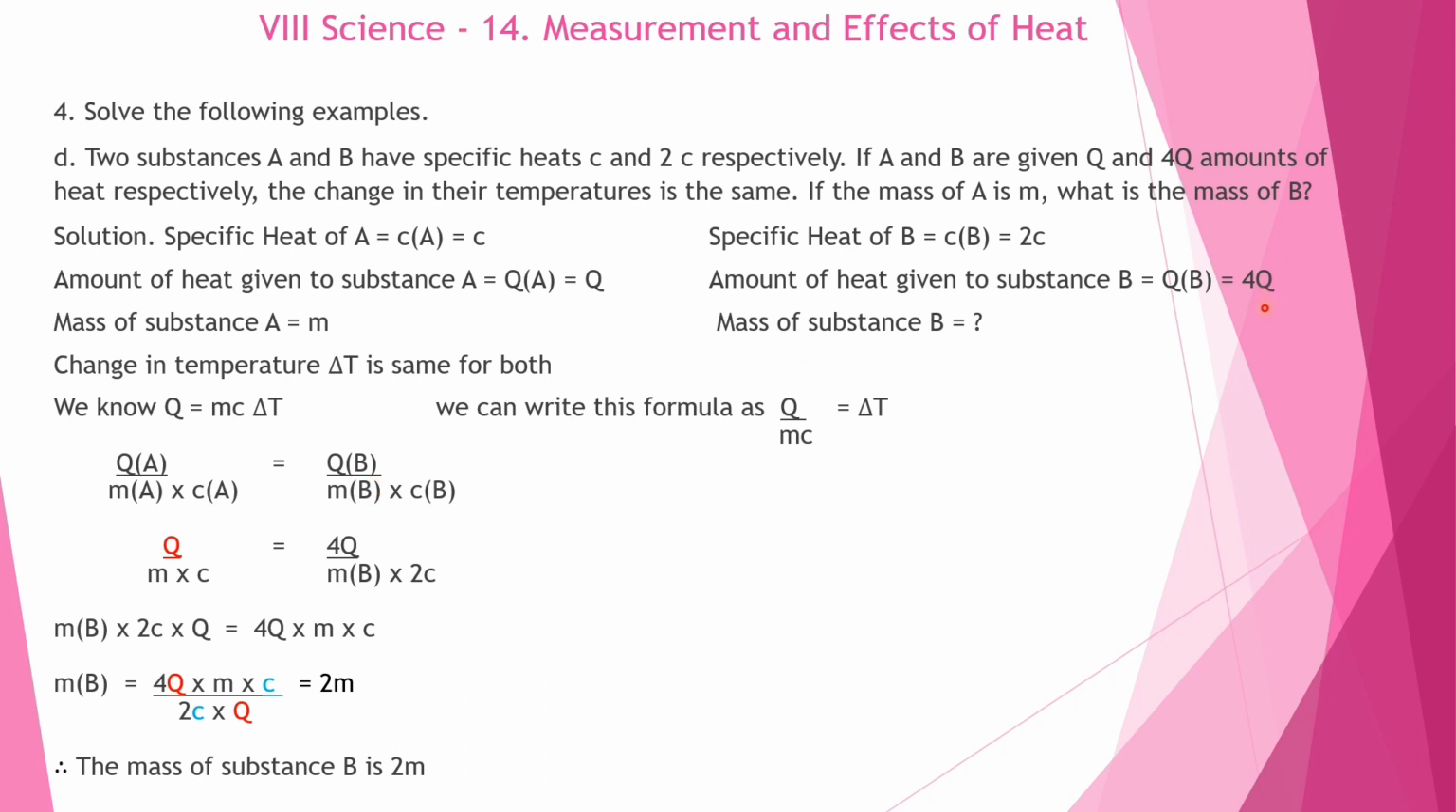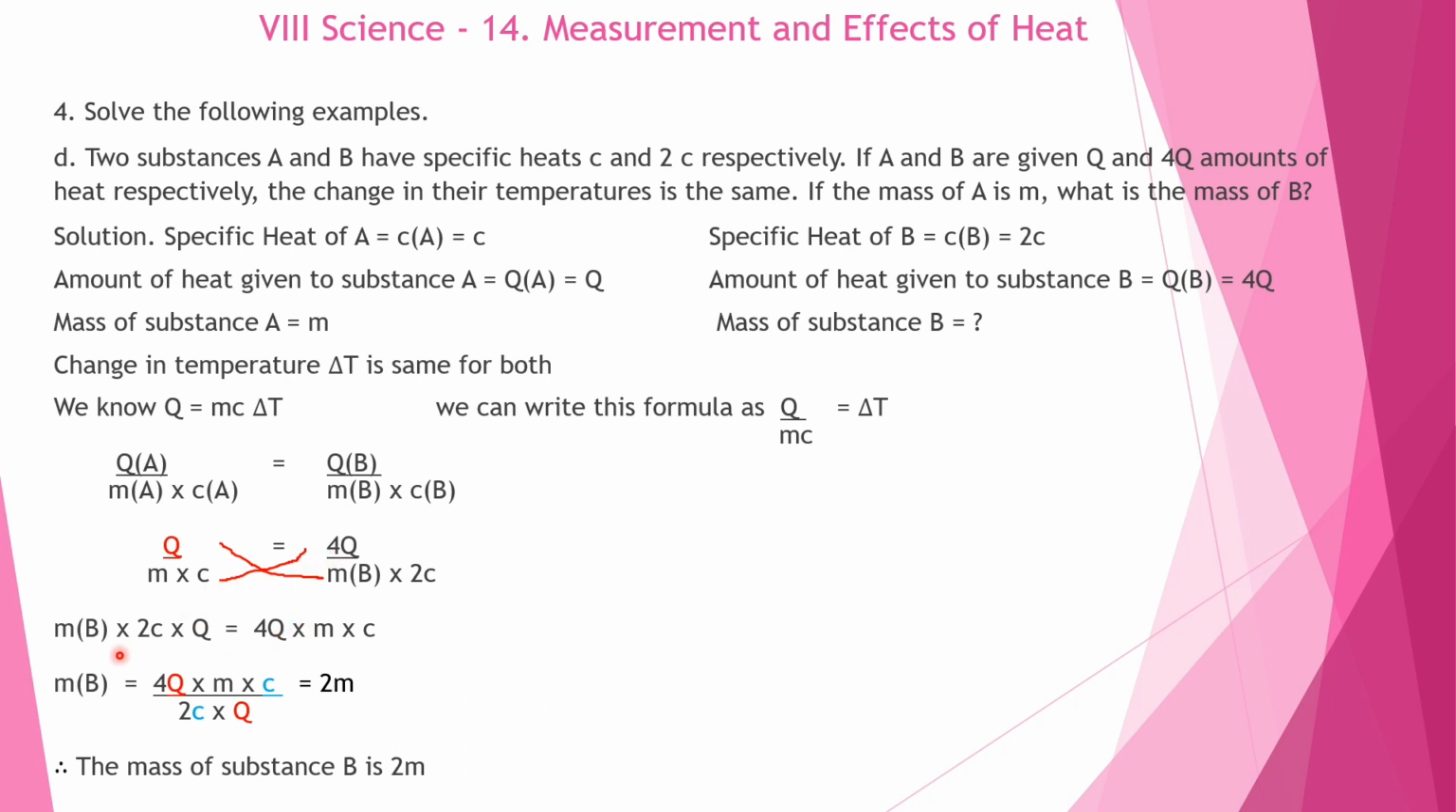Q for B is 4Q, children. 4Q upon mass of B, which is not given, and C, specific heat for B, was 2C. It is given here upon 2C. So we substituted all the values, children. Now we will cross multiply. We are cross multiplying this way. This one we are multiplying, and these two we are multiplying together. MB into 2C into Q, multiply all three of them, is equal to 4Q into M into C.